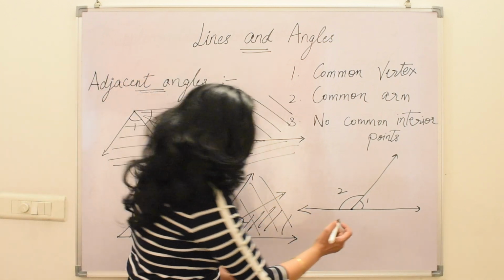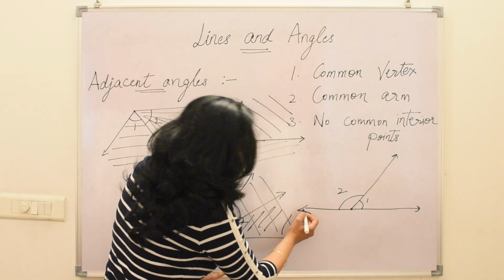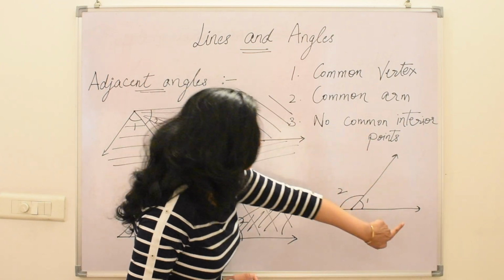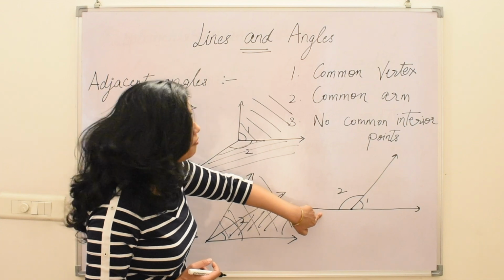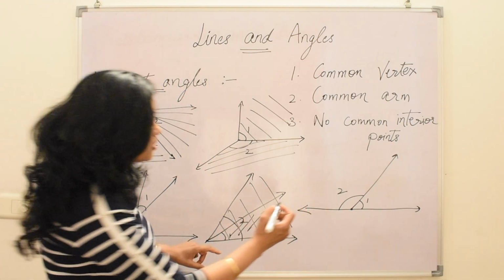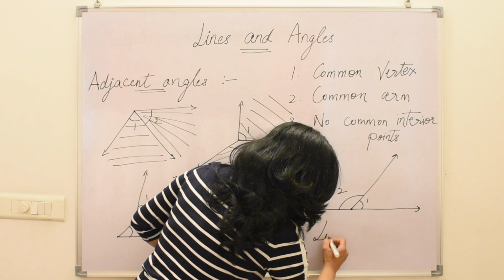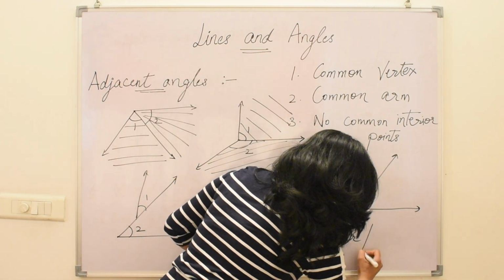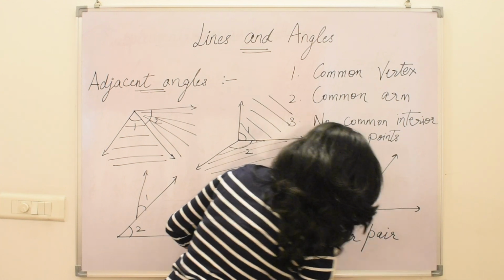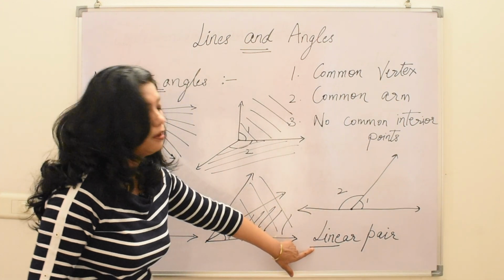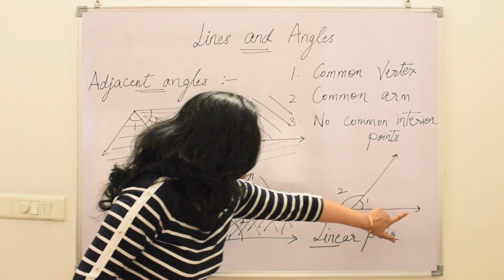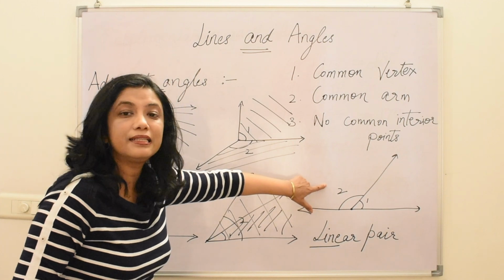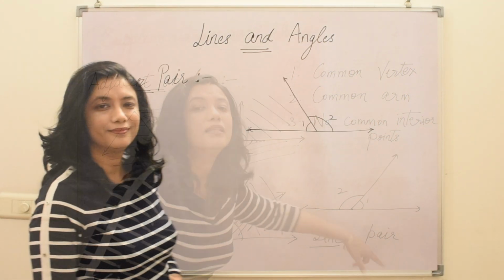In this type of angle, this is the common arm, and these are the two non-common arms, where they form opposite rays. They form a straight line. This type of adjacent angle is called a linear pair. From line we have got this name, linear pair. The non-common arms form a straight line. So this type of adjacent angles are called a linear pair.